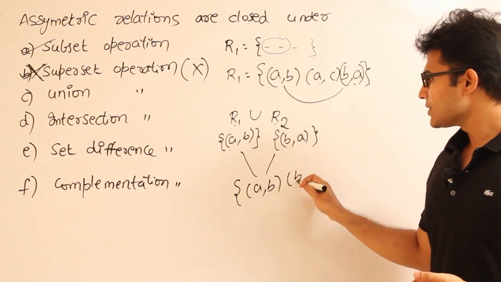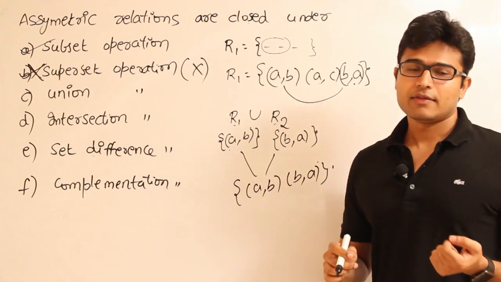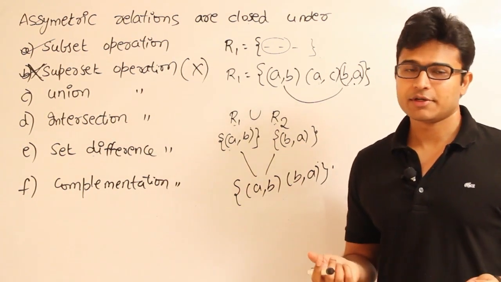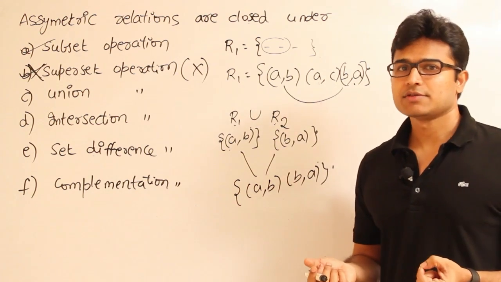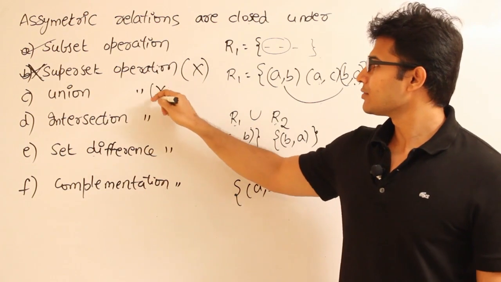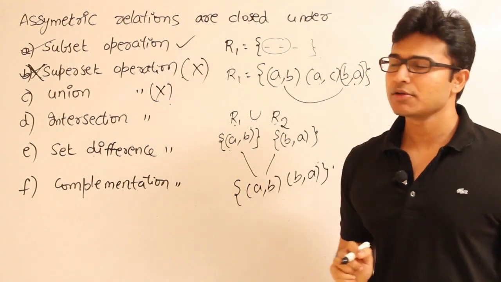the result need not be asymmetric. Therefore what can we say? That the union of two asymmetric relations need not be asymmetric. Therefore asymmetric relations are not closed under union operation. So not closed, right? So here it is closed under subset, not closed under superset, not closed under union.